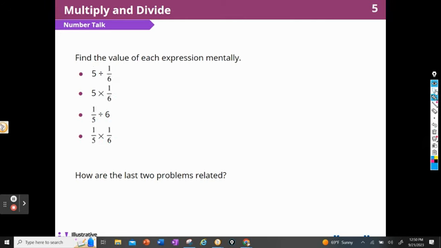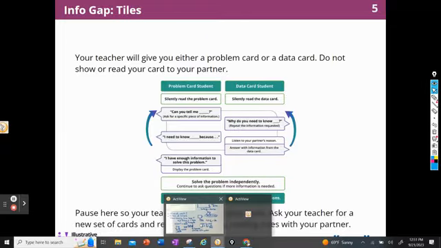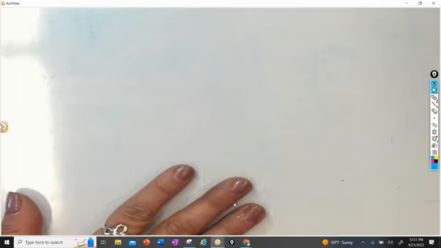Okay, let's move on to our first activity, info gaps. Info gaps. So that's where you get a problem card or a data card and your friend and you work together by asking questions and solving the problem. So we've done info gaps before, so I'm assuming that you learned how to do this already. If not, you can take a moment to pause the video and read the instructions. But I'm going to go ahead and get out of this program and go to my overhead so that we can start solving these problems.